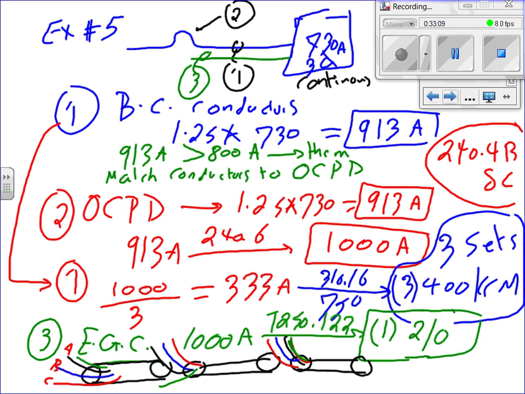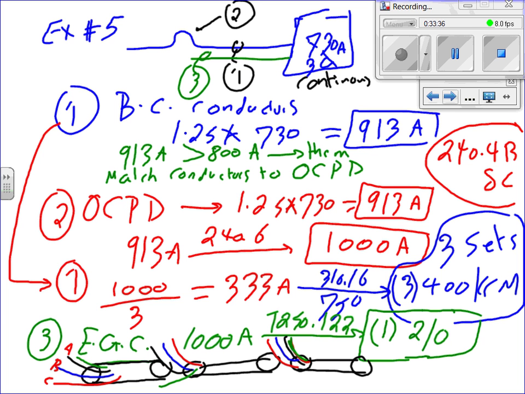Can I take phase A and parallel for phase A 5 runs of 4-aughts, take phase B and parallel 3 runs of 450, and phase C 2 runs of 750? Can I do that? Yes, you can. Nightmare to work with. People will laugh at you, but yes, you can. Technically, you can. No question asked.